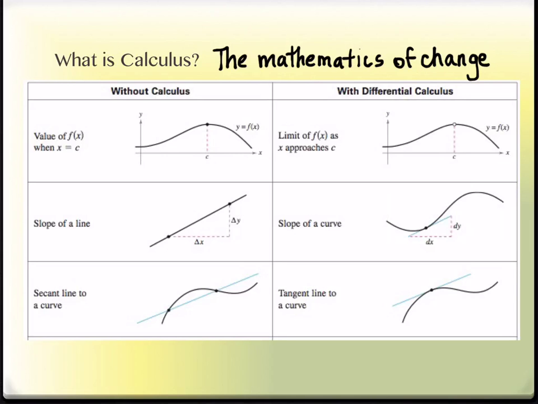Secant is the idea of having 2 points, and we're going to write this down here in a minute as well, having 2 points on a curve and finding a line between those 2 points, okay? So secant is this image right here.